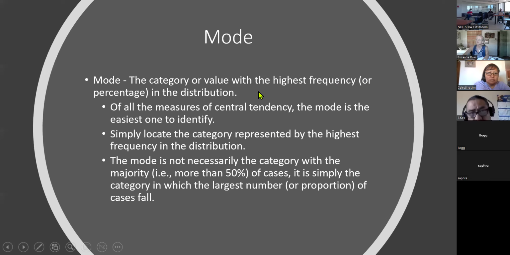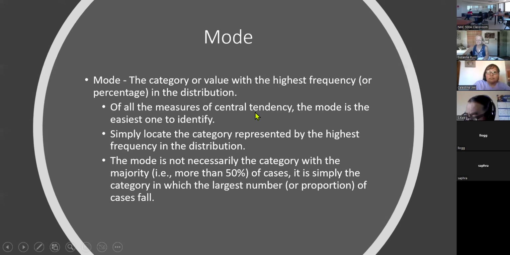I always think of it with shoe stores. So if you go into a shoe store, what's the most common shoe size, right? That would be the mode. For women, I think a lot of times it's about a size 8. That's the mode of distribution of shoe sizes for women, maybe.